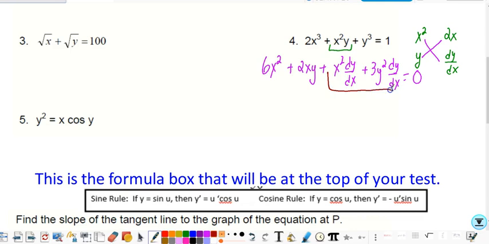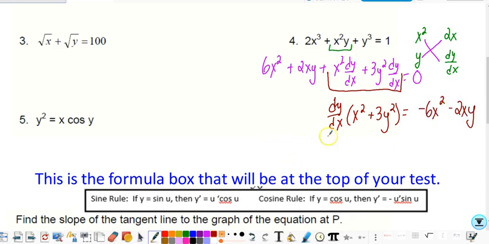Okay, so these terms, I'm going to factor out the dy dx. These terms I'm going to subtract to the right-hand side. Last step, divide by this quantity. And there's our derivative.